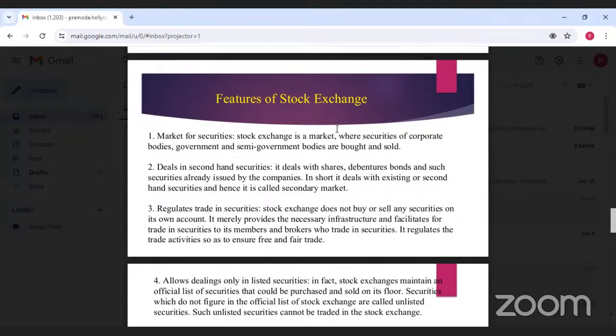All these things will be regulated. That means it will not buy or sell the securities for itself. What it will do is regulate. That means it is showing us a way where to buy and where to sell, how to buy and how to sell, and it is providing all the facilities for buying and selling of the securities. That is what you call regulating the trade in securities.